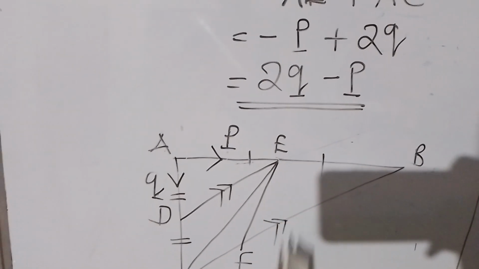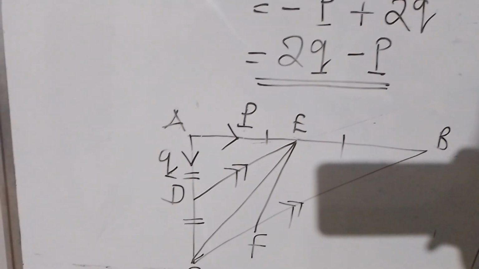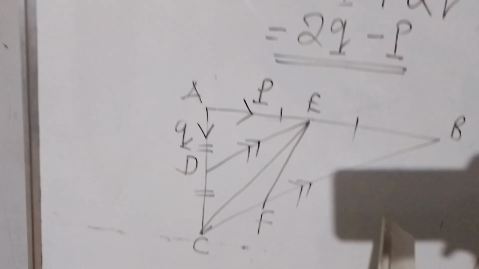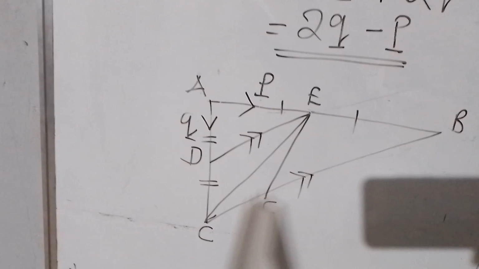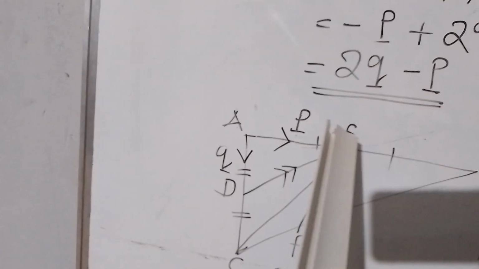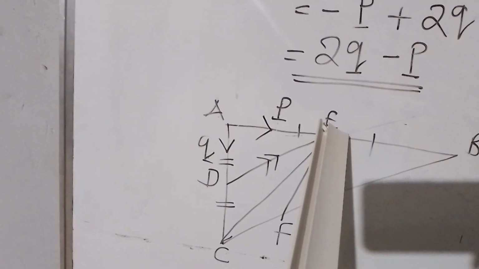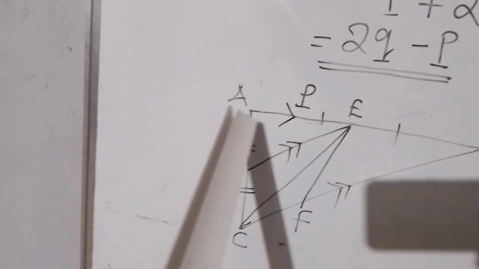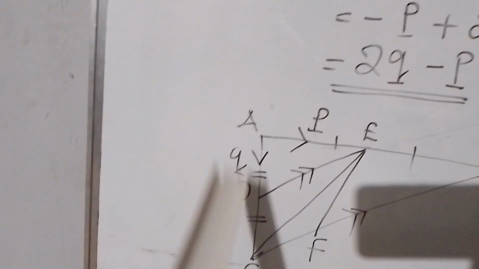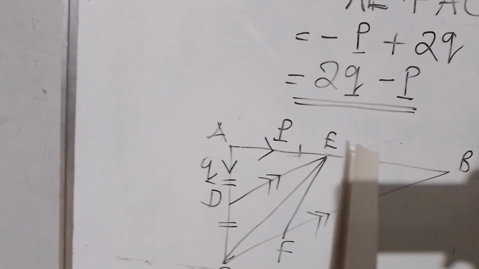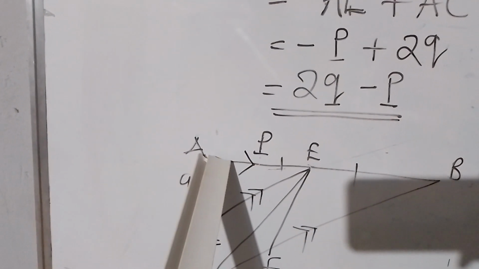But the question we have to ask ourselves: do we have BC? No. And since we don't have BC, luckily for us here we have AE. We also have AC. So that's the route we are going to use. I'm going to start from E to A plus A to C.